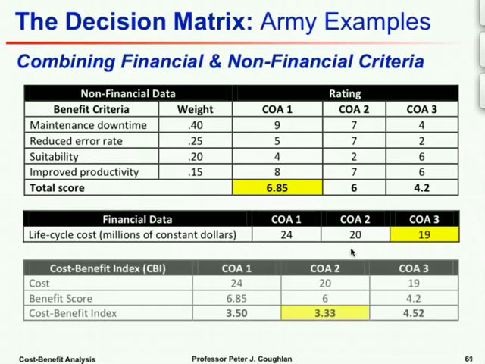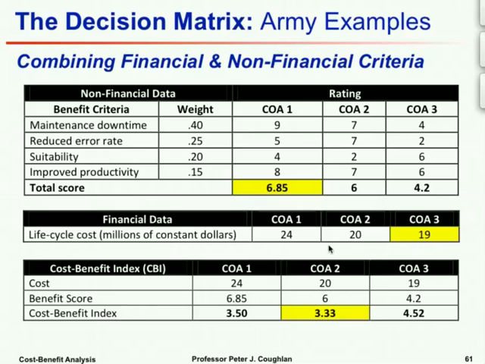But to combine them, what they recommend doing is what's called a cost benefit index, which is simply, it's really what's your buck per bang, right? So it's cost divided by the benefit score. So how much does it cost, for each sort of point of performance that you get in the decision matrix. And here, when you do the division, right, you get a 3.5, 3.33, 4.52.